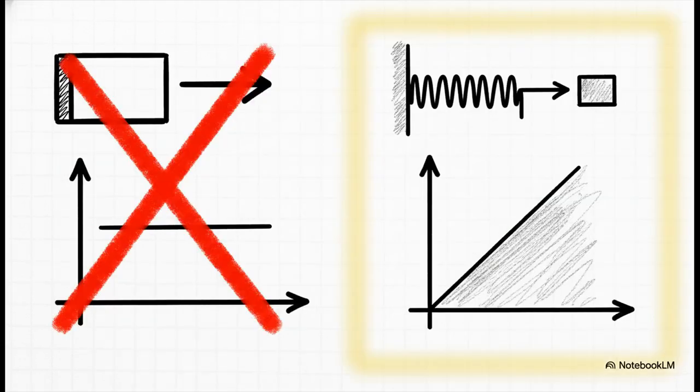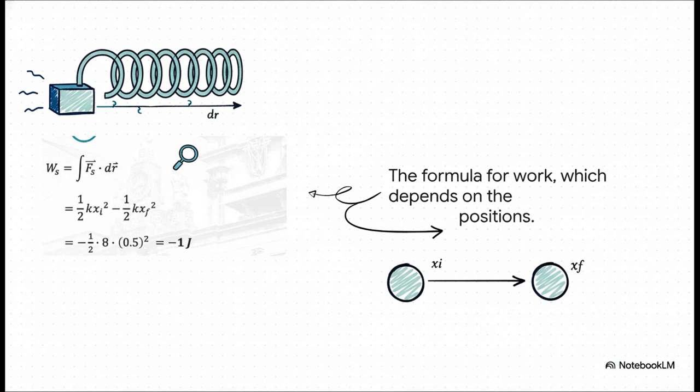Well, here's the catch. We can't just use that simple old formula of work equals force times distance. And why not? Because the spring's force isn't constant. Think about it. The more you stretch it, the harder it pulls back. This changing, varying force means we need a slightly more powerful tool from our physics toolbox. And that tool is this integral.